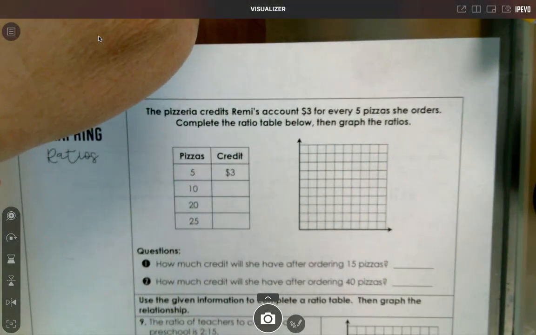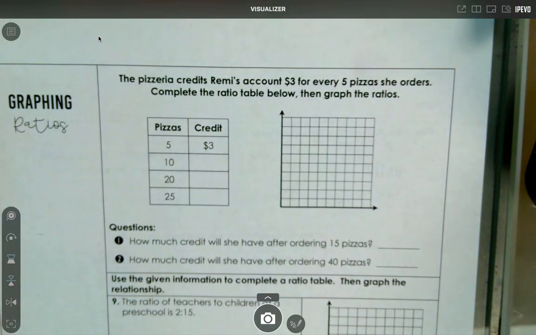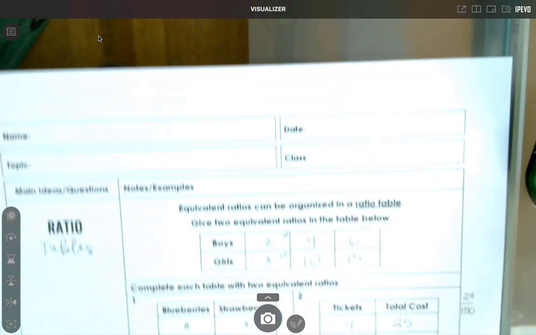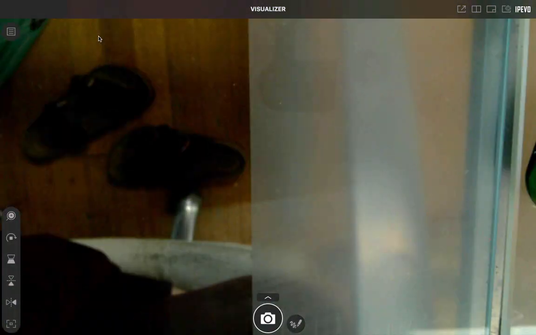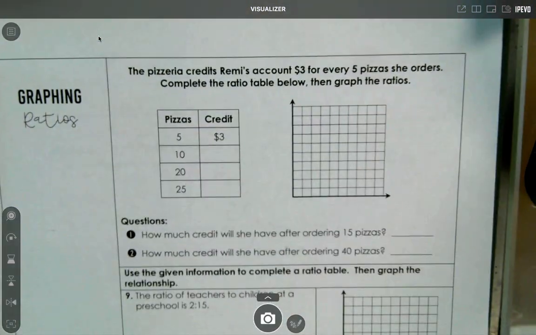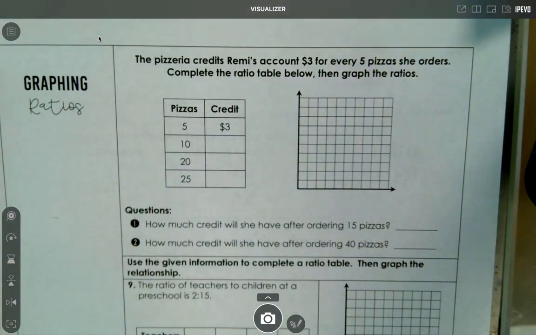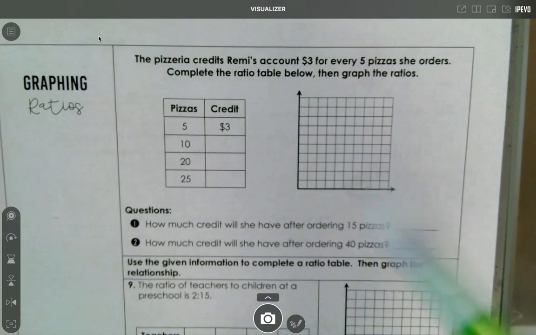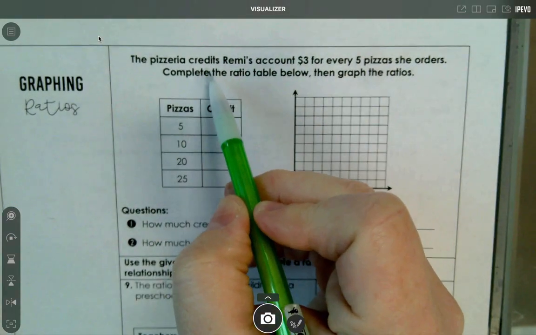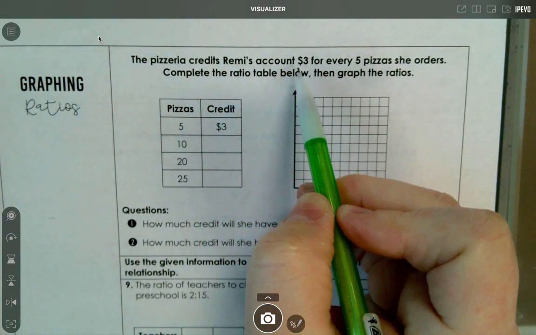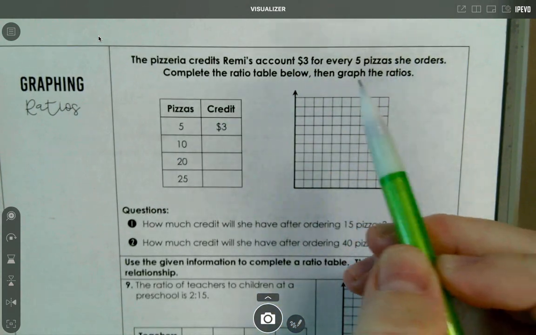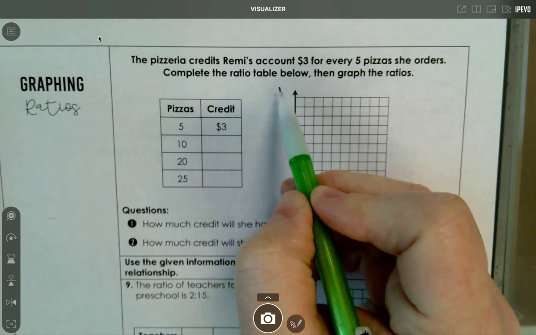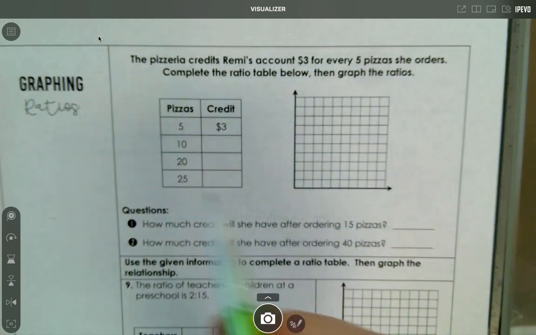Okay, this is part 2 of ratio tables. And now on the front, remember, we were finding equivalent ratios in tables, okay? And this time we are going to graph ratios, so just using the coordinate plane. So the pizzeria credits Remy's account $3 for every 5 pizzas she orders. So complete the ratio table below, then graph the ratios.